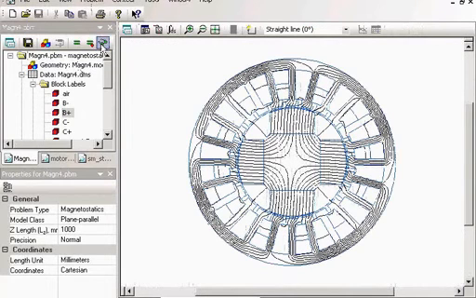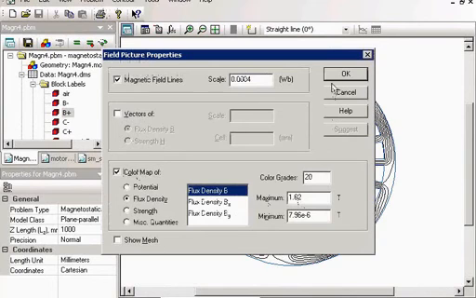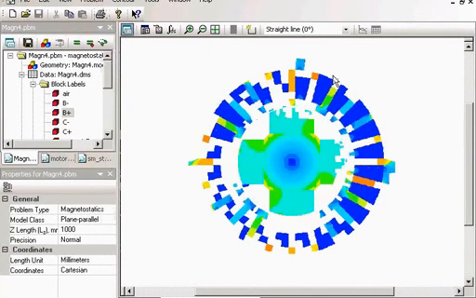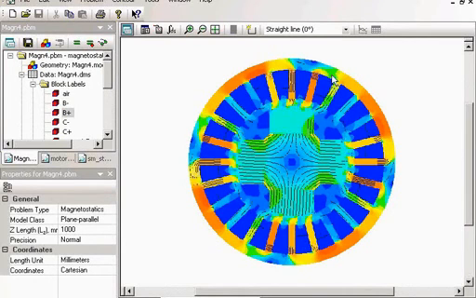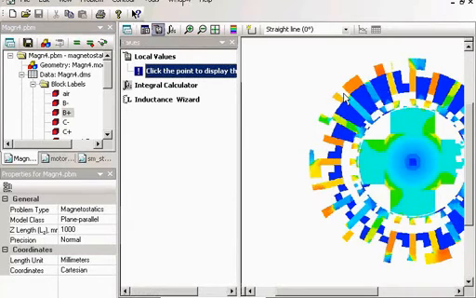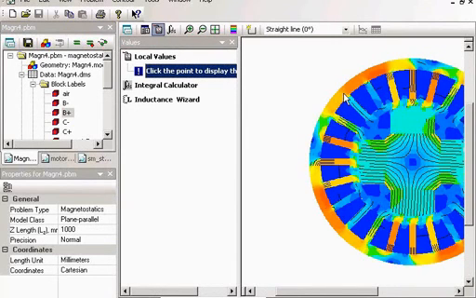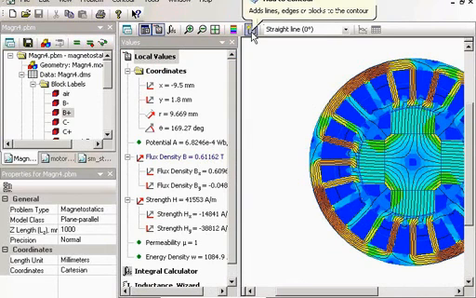And again, I can adjust the field picture. For example, this is the flux density distribution, the color map. And I can see local values, the induction here in my magnets. And I can see plots and I can calculate integral values the same way I did in the transformer.